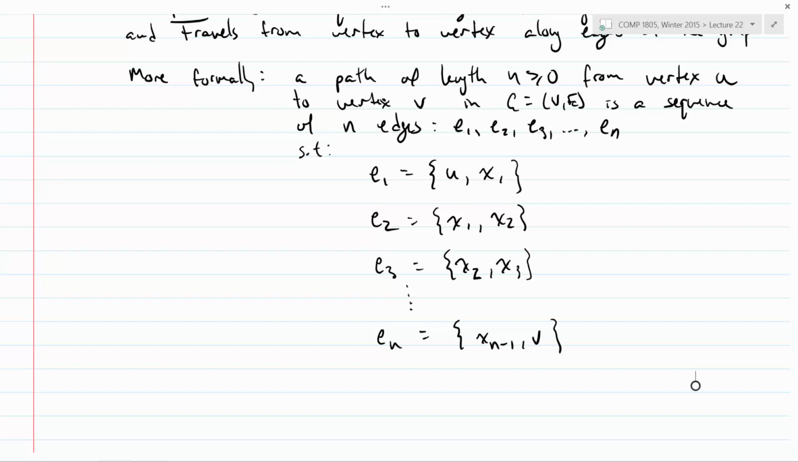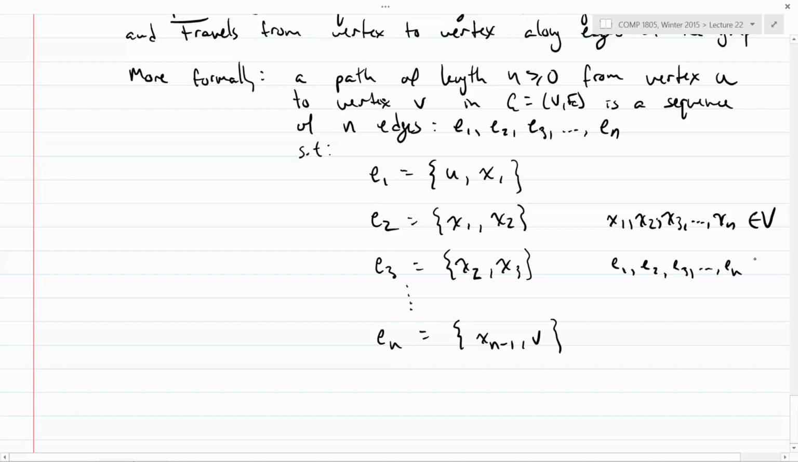So is that definition of what a path is clear? This is the official mathematical one, so maybe I should specify. X1, X2, X3, all the way up to Xn are all somewhere in the vertex set. It doesn't matter what they are. Okay? And E1, E2, E3, all the way up to En, those are all in the edge set. Okay, so that's what a path is.